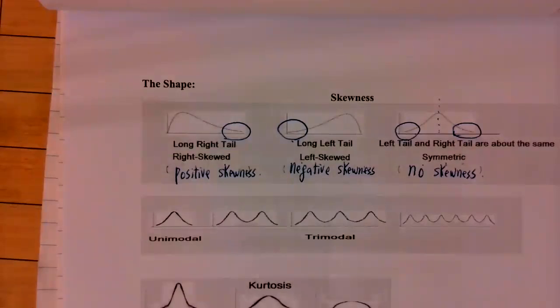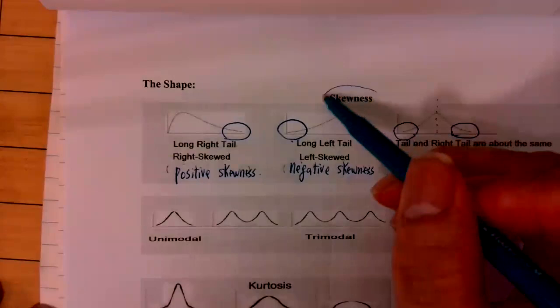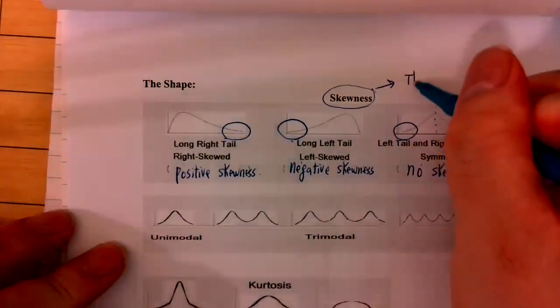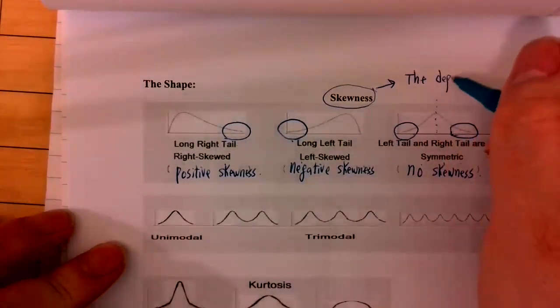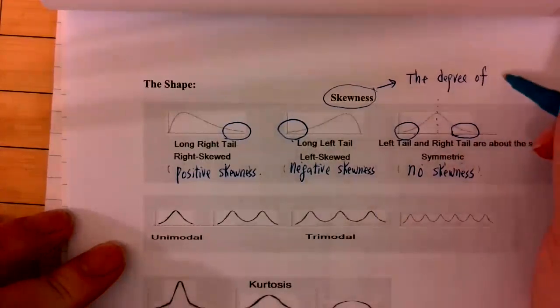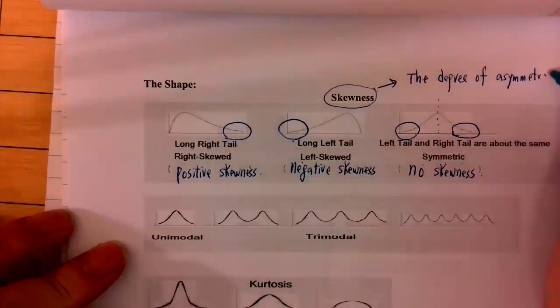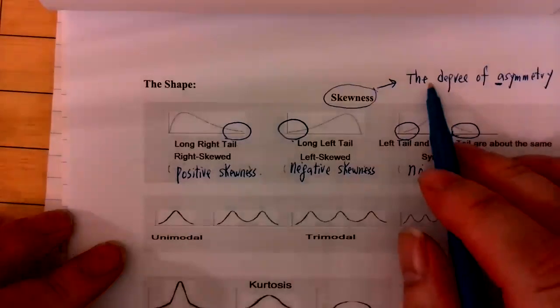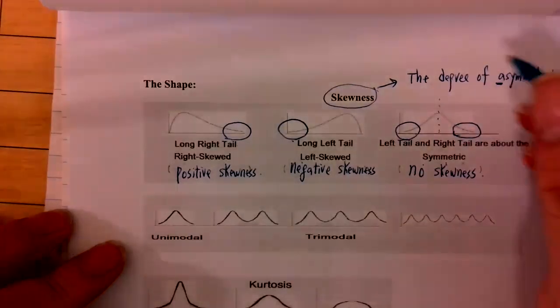Okay? Now, this is skewness. Skewness tries to measure the degree of asymmetry. It means the degree that the distribution is not symmetric.